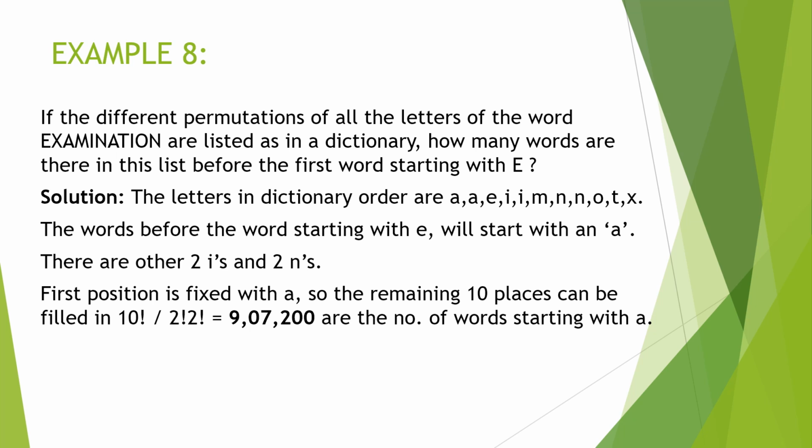The words before the word starting with E means they can start with A. Correct? So actually you are having the word starting with A. For the remaining things, there are 2 I's and 2 N's. That also is clear. So first position is fixed with A. Now remaining there are 10 places and that can be filled by 10 factorial upon 2 factorial into 2 factorial. Why? Because 2 I's and 2 N's are there. So it is of that kind, n factorial upon p1 factorial, p2 factorial. Correct? So this is 907200 number of ways. These are the number of ways for the words starting with A.